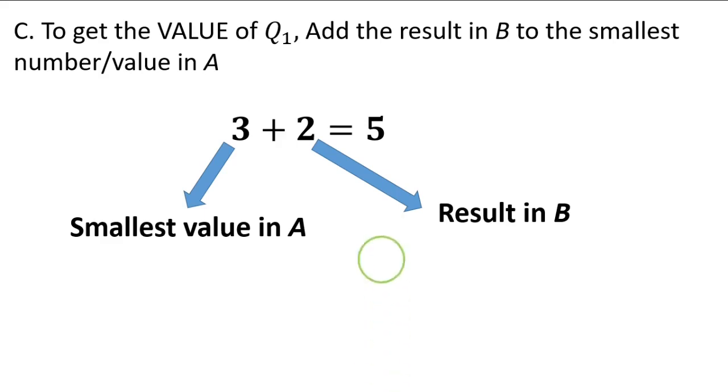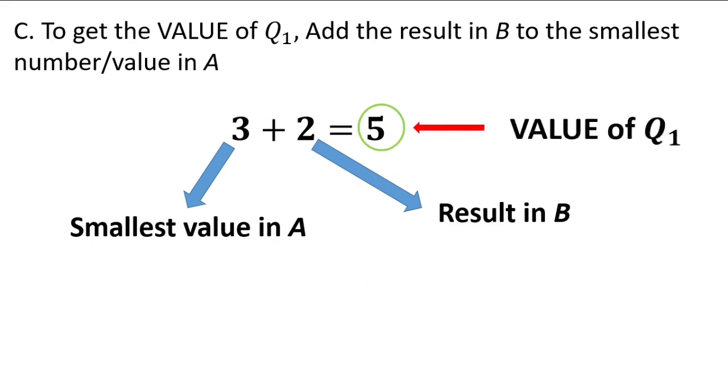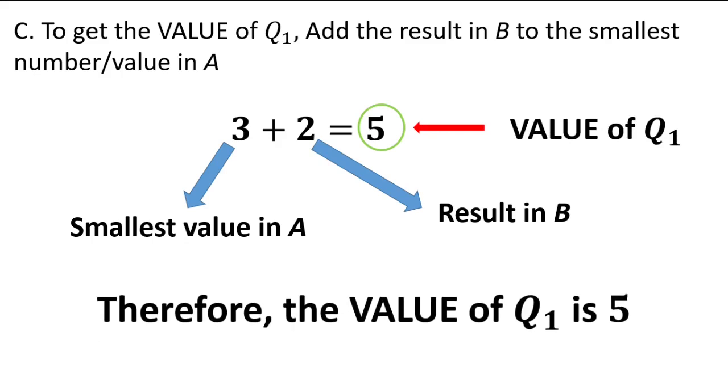Okay, so 3 plus 2 is equal to 5. Therefore, this is now the exact value of the first quartile. So, the first quartile or the value of the first quartile is 5. Okay, so using linear interpolation, makukuha mo yung exact value ng first quartile.